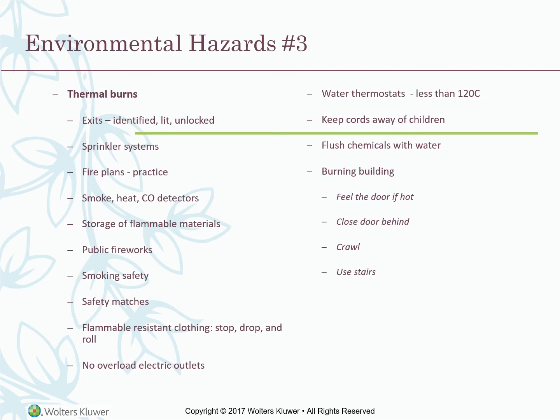Burn prevention. Because many adults become complacent about safety hazards, the nurse should review burn prevention measures with clients being treated for thermal-related accidents. Exits must be identified, lit, and unlocked. Most fire codes require that public buildings, including hospitals and nursing homes, have a functioning sprinkler system. Sprinkler systems help control fires and limit structural damage.